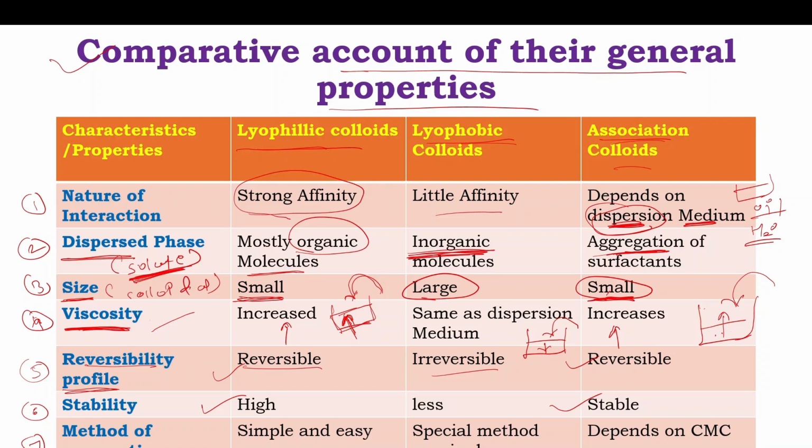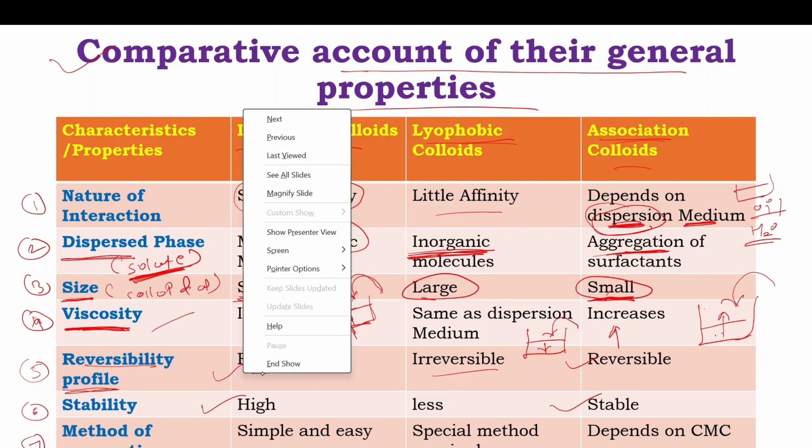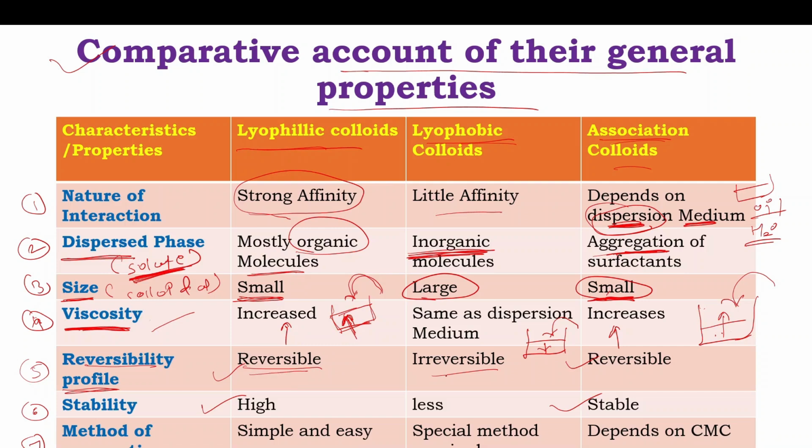Then when we talk about reversibility profile, अभी हमने one point theory में पढ़ लिया. It is reversible in case of lyophilic, irreversible in case of lyophobic, also reversible in case of association colloids. And stability, all of you know about stability. Based upon nature of interaction, nature of interaction जब good होगा और higher nature of interaction, there is a higher stability. Barabar. Then lyophobic, there is a little interaction, means there is a little stability. Okay, and some amount में association colloids stable रहते हैं.